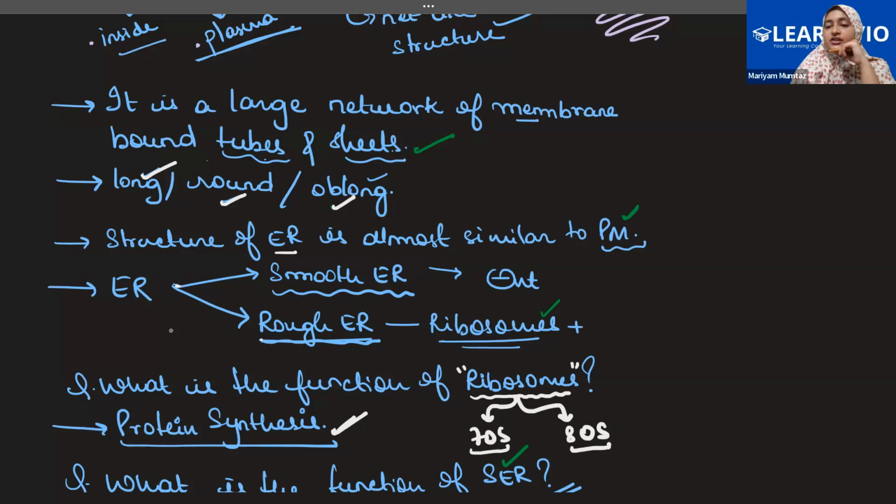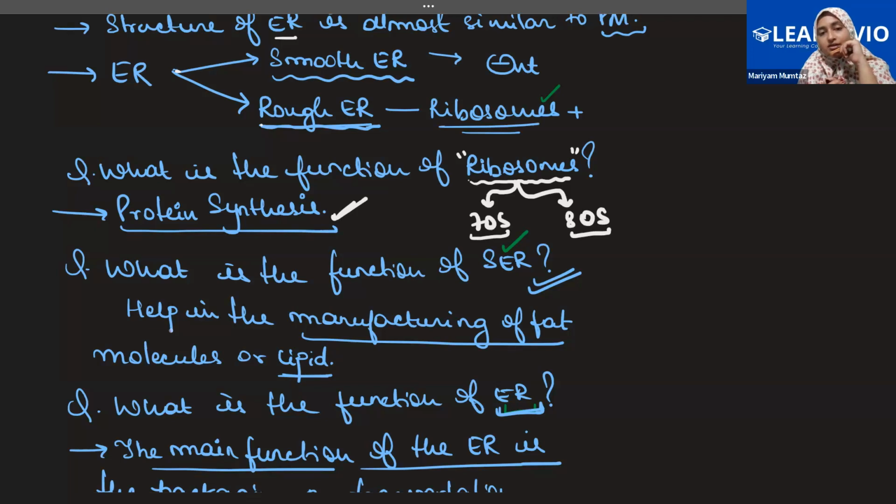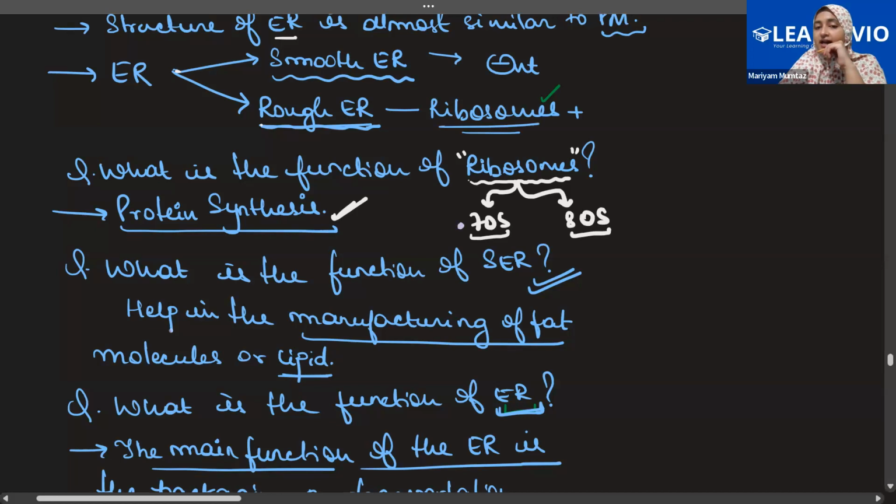In general, all of you must remember, what is the function of ribosome? Protein synthesis. It makes the protein that the cell requires. Any doubts up until now? Very good. Now see, the ribosomes are of two types, 70S and 80S. 80S ribosome is found in eukaryotic organisms, whereas 70S is found in prokaryotic organisms. Always remember.